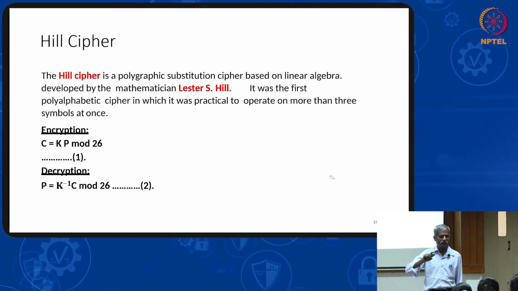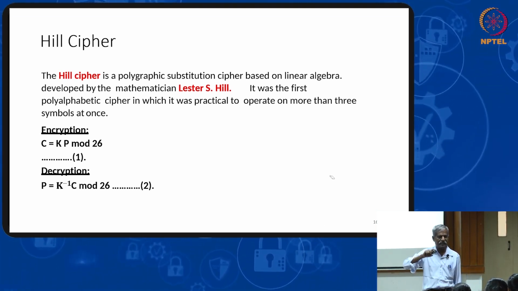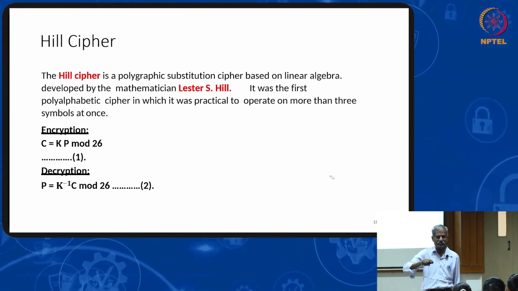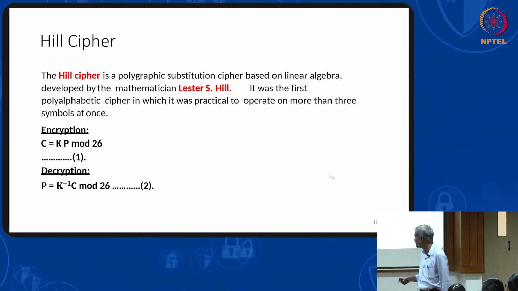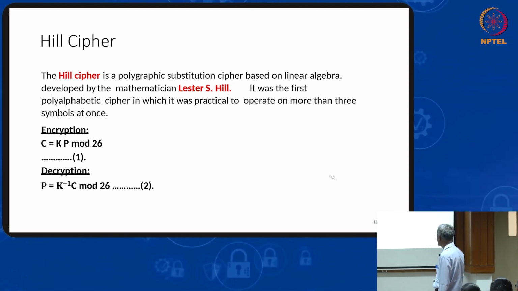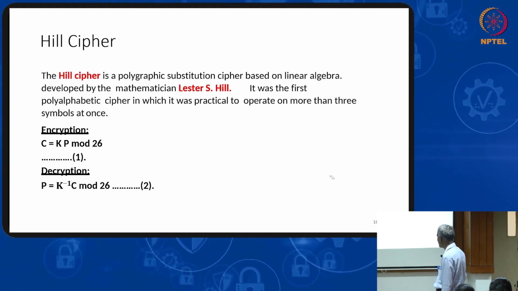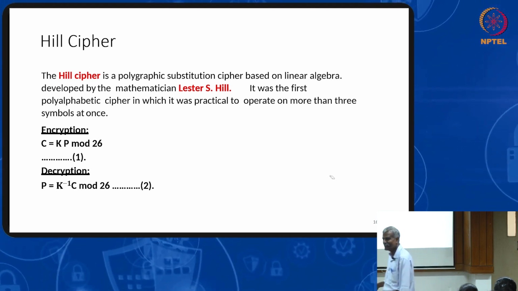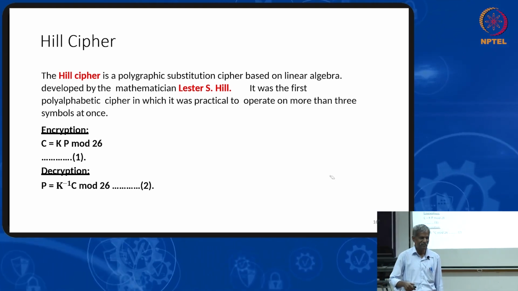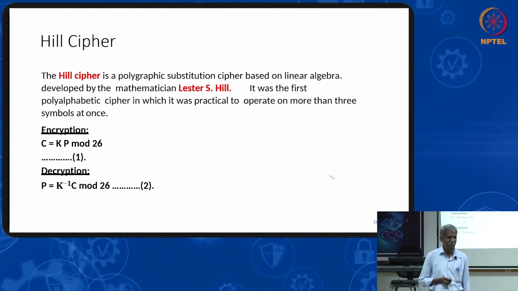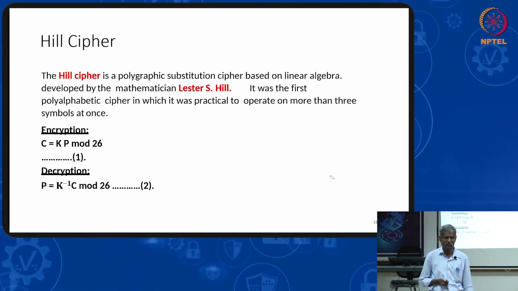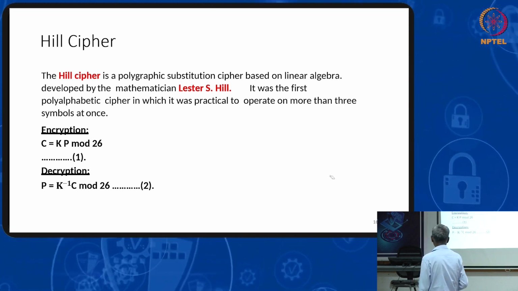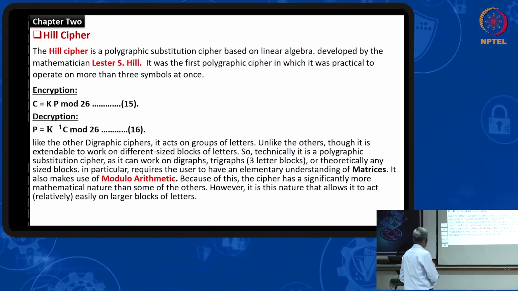You multiply your plain text matrix with a key matrix to get a ciphertext matrix. So you see the formula, C equal to K into P mod 26. For decryption, you have to find the inverse matrix of the K matrix. Matrix inversion is more difficult than subtraction. Is subtraction easy or matrix inversion easy? Subtraction is easy. Matrix inversion is somewhat tough. So this is the formula.